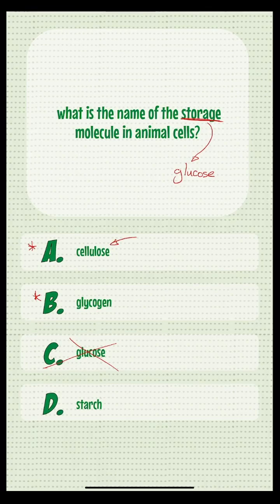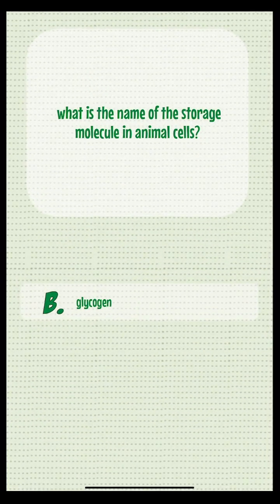Cellulose is used for cell walls in plants. So only plants do that. Starch, again, that's plants. Plants store their glucose as starch. We store it as glycogen, and that's something you learn more of in the homeostasis topic, because that's to do with insulin and controlling our blood sugar levels. So the answer is glycogen.